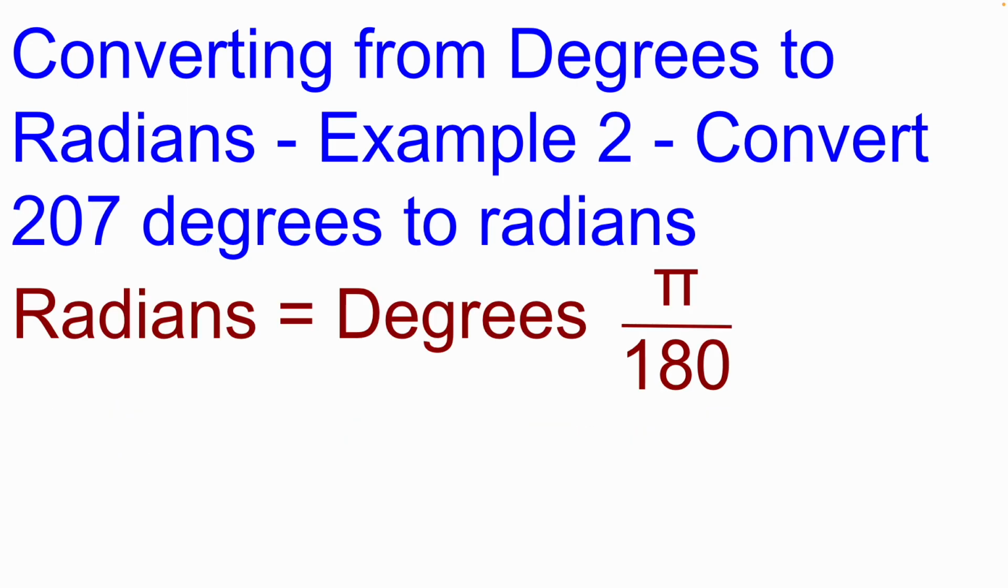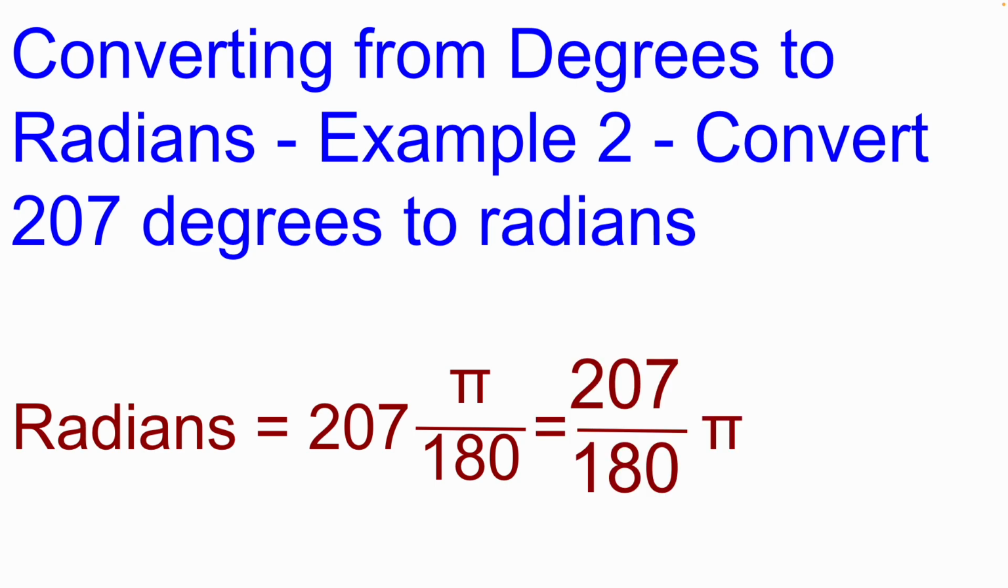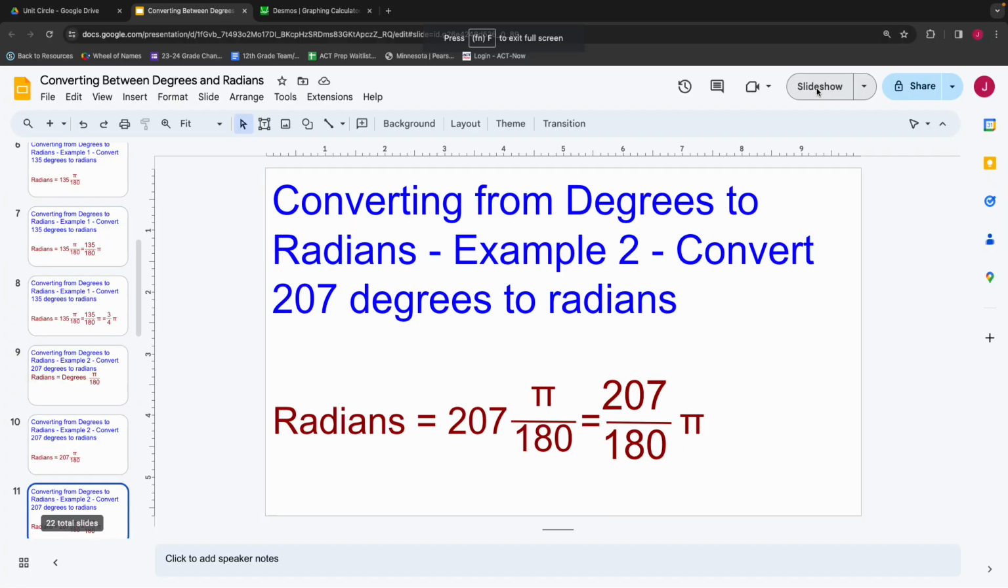Okay, let's do another example. We're going to convert 207 degrees to radians. So radians equals 207 times pi over 180. So 207 over 180 times pi. I'm just rewriting it. And then again, I'll just use Desmos.